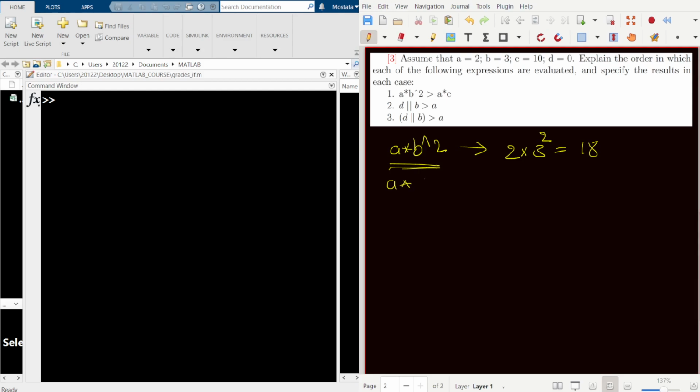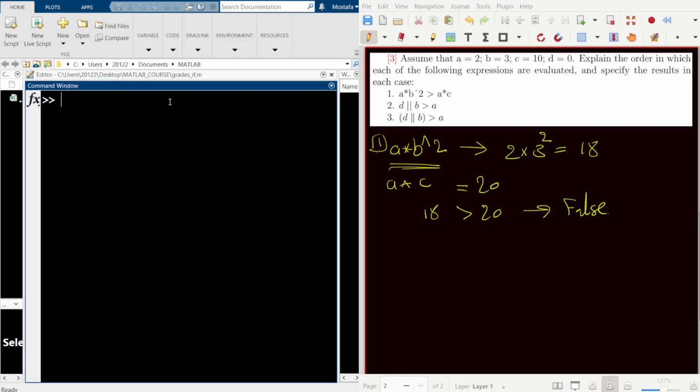Also, we have A times C. So we are solving number 1 here. A times C, that's actually 20. And the conclusion is 18 greater than 20, and the answer is obviously false. We can really test this quickly on MATLAB just to make sure that we calculated this correctly. So C is 10, B is 3, and then I'm trying to calculate A times B raised to power 2 and ask whether this is greater than A times C, and the answer is, as you see, false.